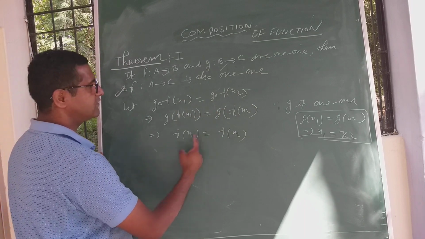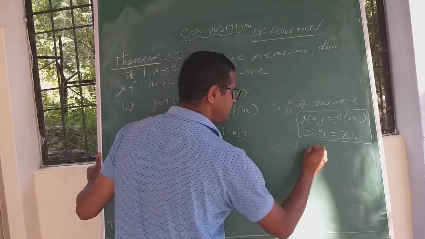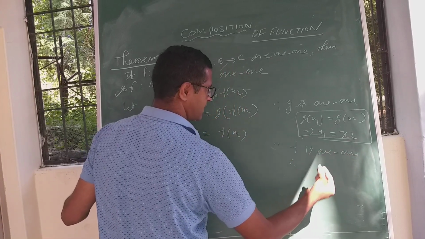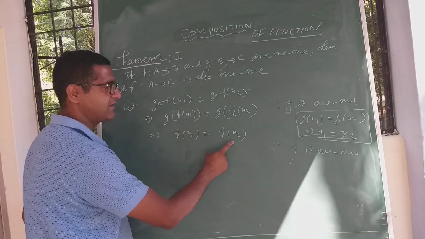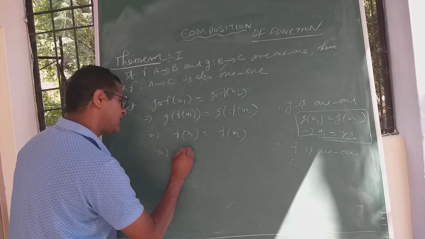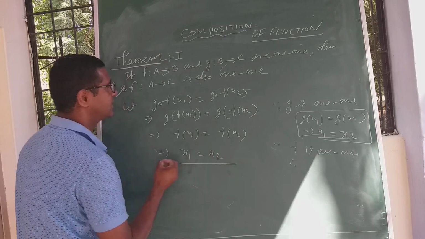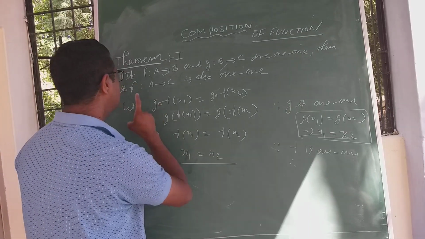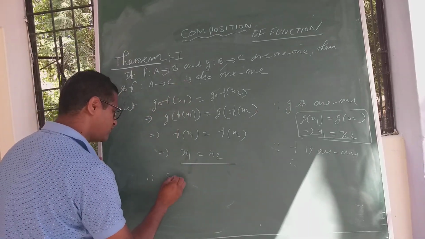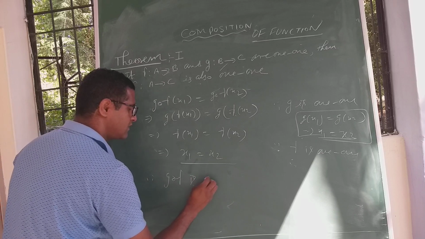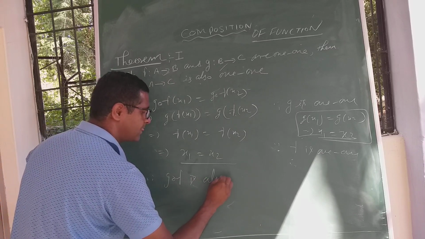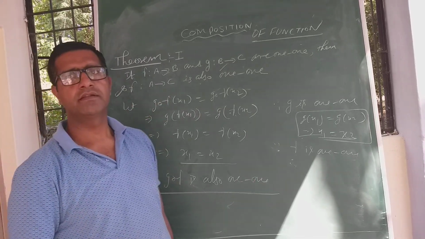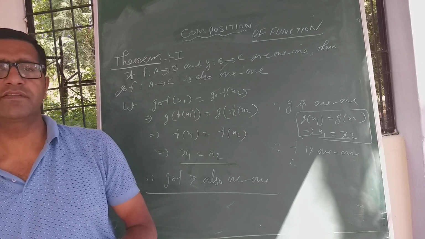Okay, since now f is 1 1, fx1 equal to fx2 implies x1 equal to x2. Hence it is clarified that gof function is also 1 1. Therefore gof is also 1 1. Okay. Now come to theorem number 2nd.